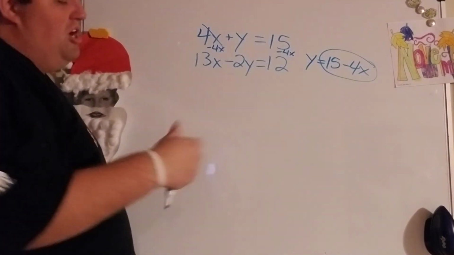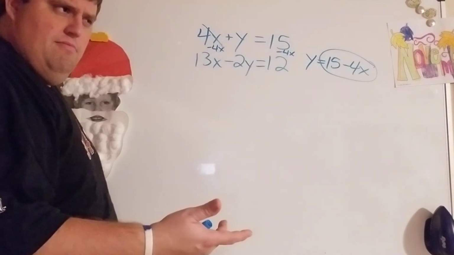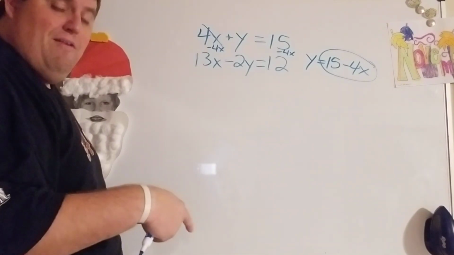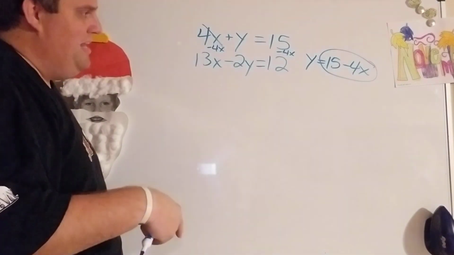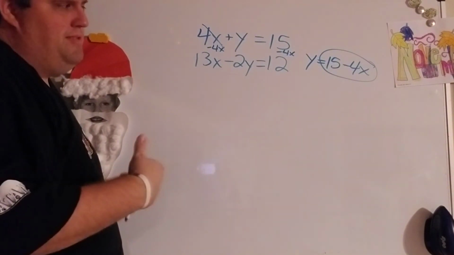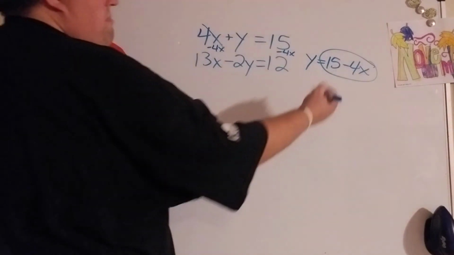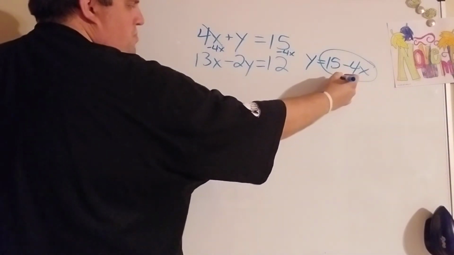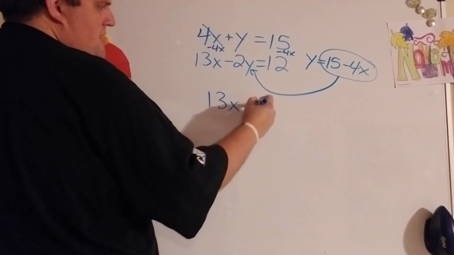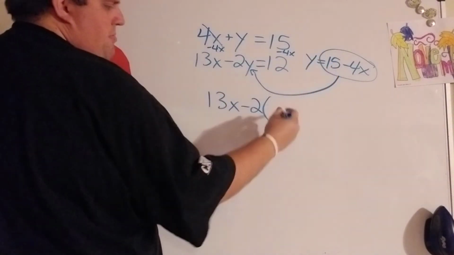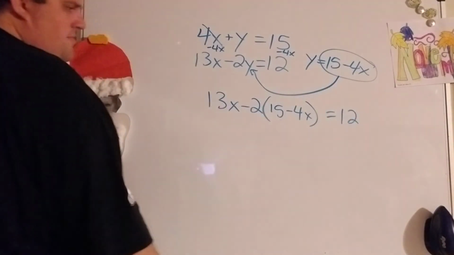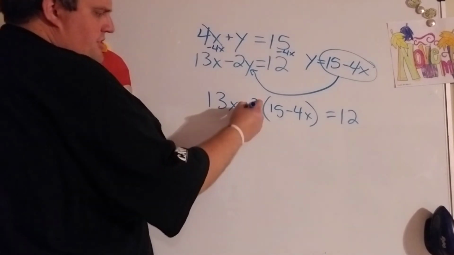When we come back from Thanksgiving and talk about elimination, you're going to see maybe I would eliminate now instead of substitute. You'll see the pros and cons. But we're going to take this stuff that y is, and plug it in for y down here. So 13x minus 2, and instead of y, we put in 15 minus 4x, equals 12. Very nice. And now we just go ahead and solve, right?